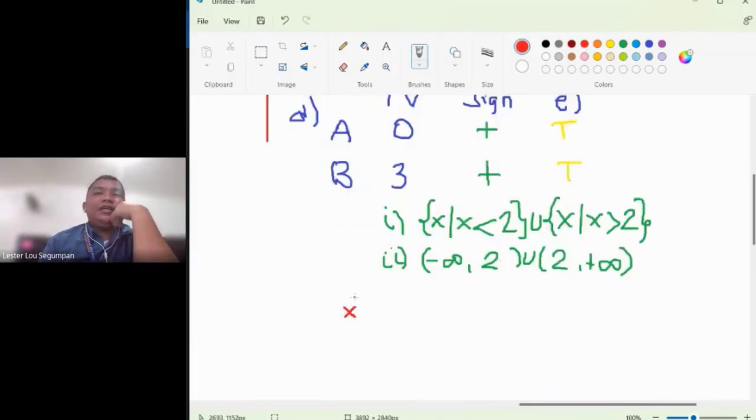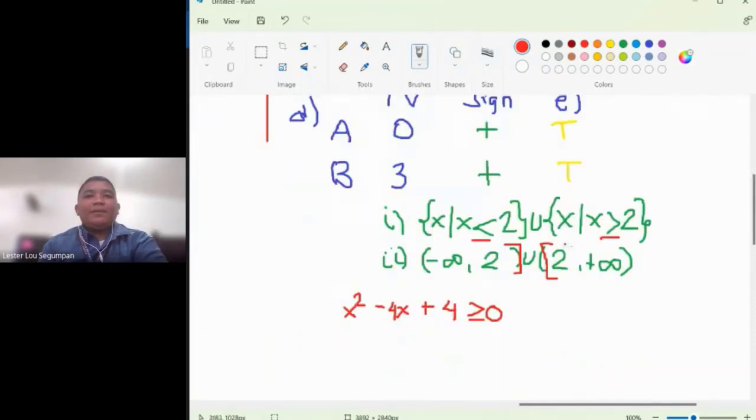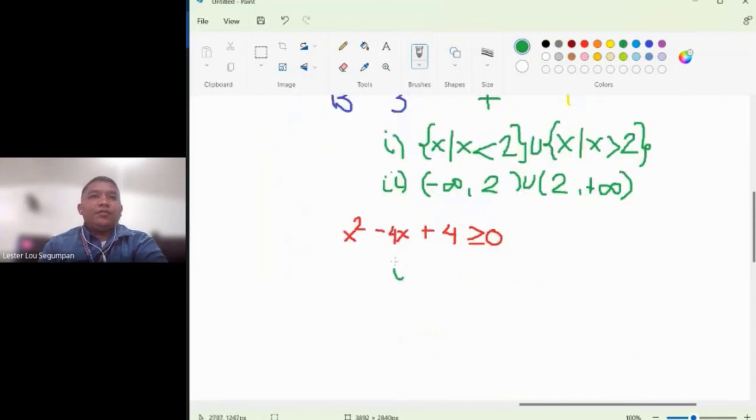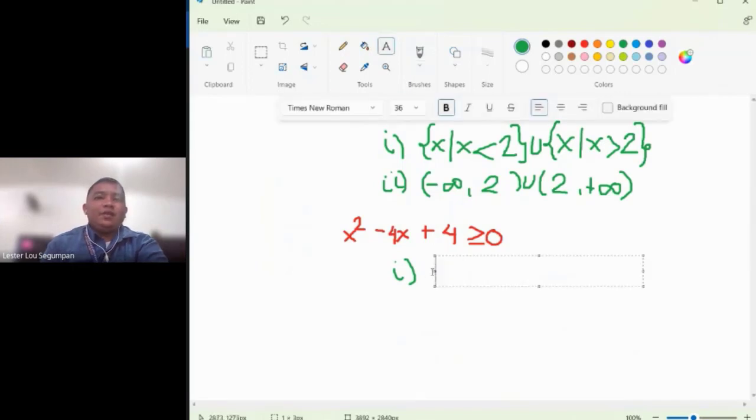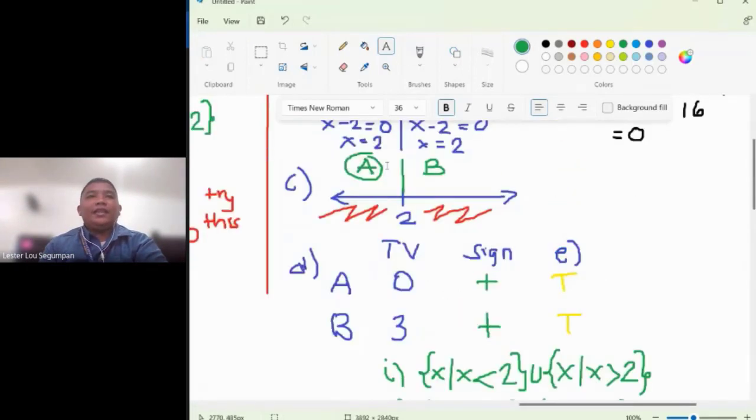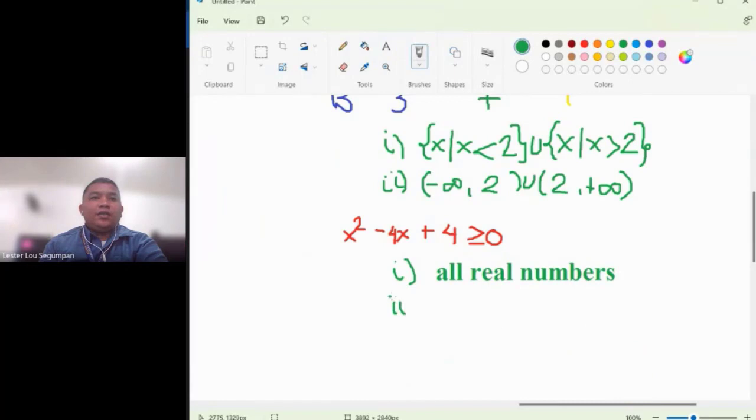Now, I believe some of you are asking about greater than or equal to 0. Since we have equality here, it now includes 2. So what happens here for your solution set? You could just say all real numbers, because it will now extend all the way towards negative infinity and towards positive infinity, which also includes 2. This one here could also be all real numbers, or you could simply say negative infinity until positive infinity.